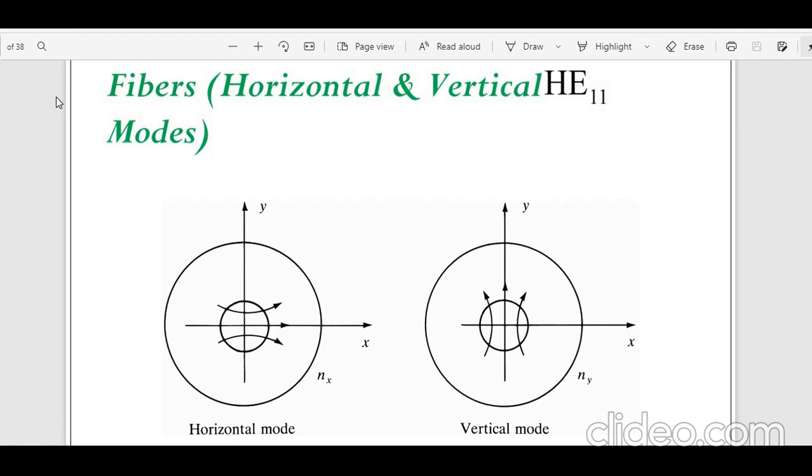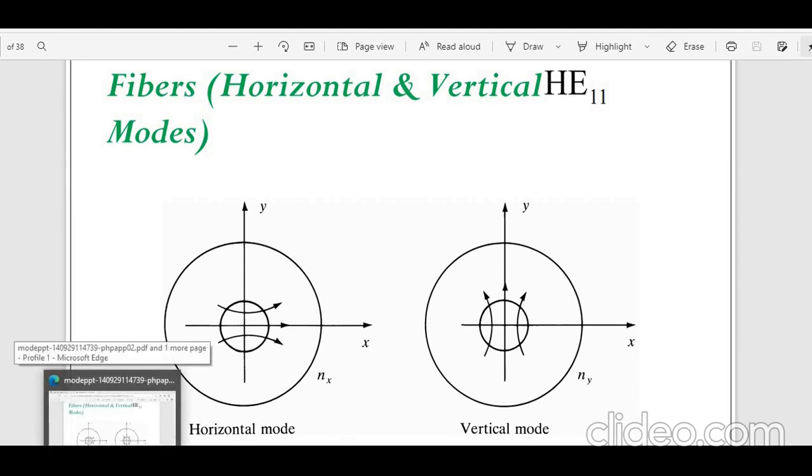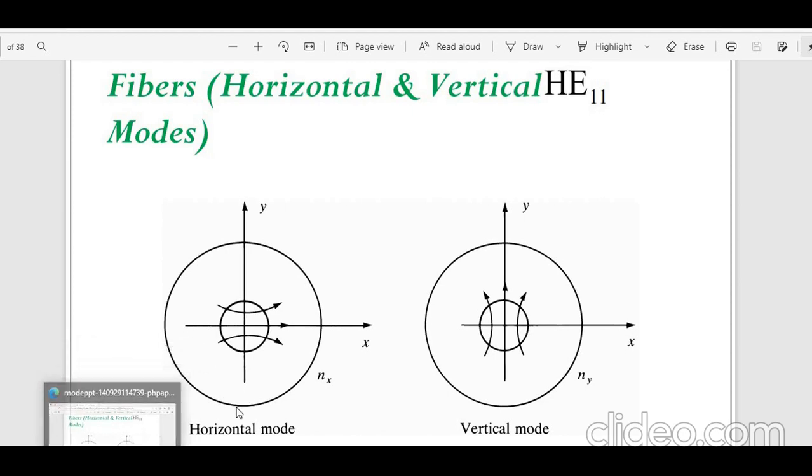Next is fibers, horizontal and vertical modes. In this horizontal and vertical mode, what are we seeing, students? We are seeing two parts of it: one is the horizontal mode and the other is the vertical mode. That depends upon the direction in which the particles vibrate. Whenever particles vibrate in the x-axis direction, that particular mode is considered the horizontal mode. As you can see in the circular cylindrical part over there, spherical part actually.